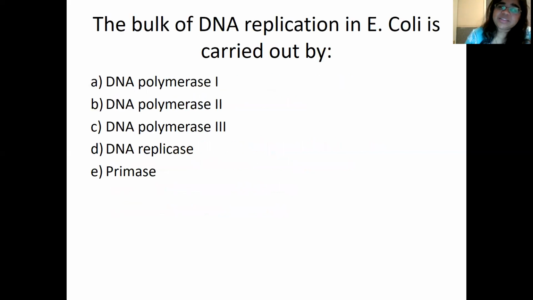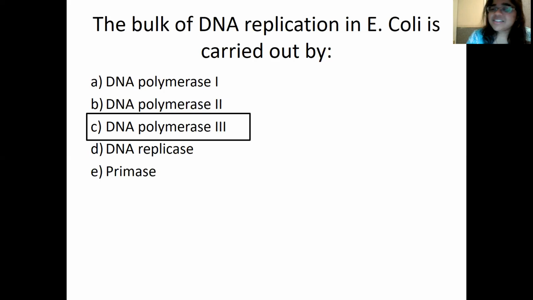So, okay. The next part we're going to go into is a couple of questions regarding DNA replication. This first question is, the bulk of DNA replication in E. coli is carried out by, what do you guys think? So the answer here is DNA polymerase 3, if you've guessed it.